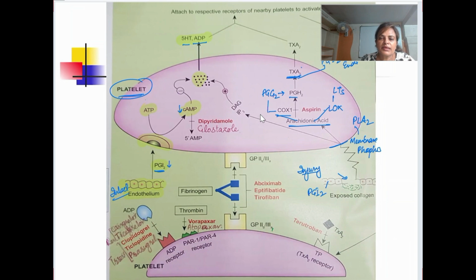So always remember A, here there is A, A stands for aggregation. So thromboxane A2 is going to cause the aggregation of the platelet, whereas I2, prostacyclin... another one is prostacyclin. So I stands for inhibition, this is going to cause the inhibition of the aggregation.